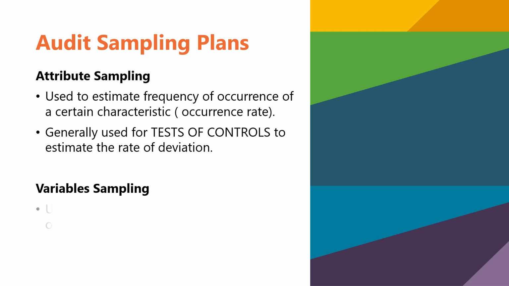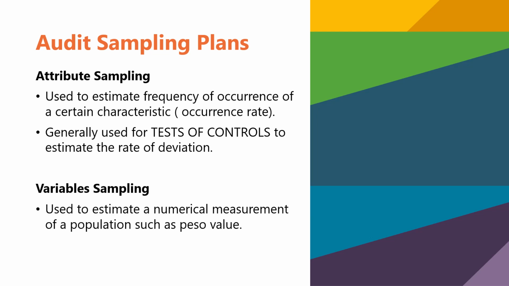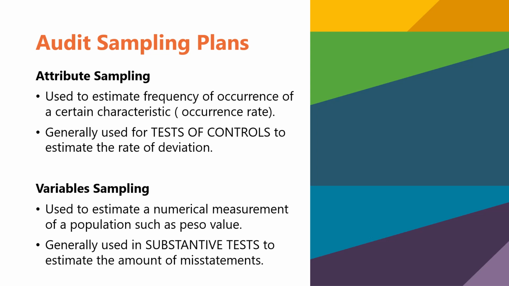The other one is called variable sampling. Variable sampling is used to estimate the numerical measurement of a population, such as a peso or a dollar value. I think with that, you could already picture out that variable sampling is generally used in substantive tests.